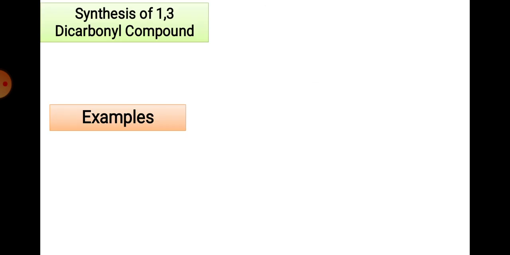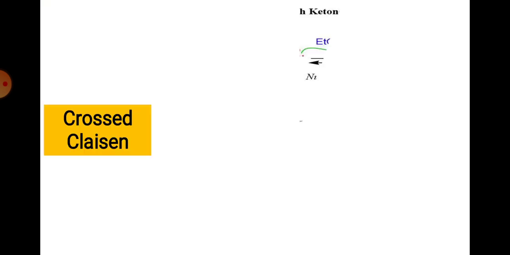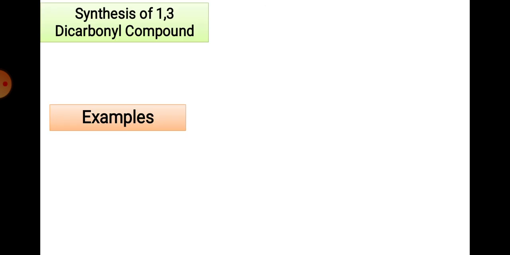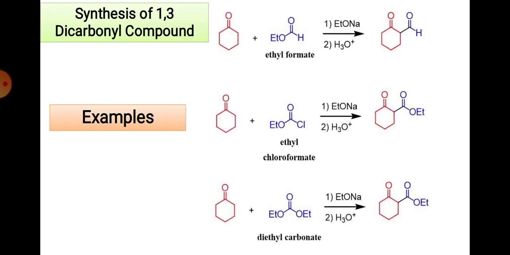Another example is the intermolecular process. Again, the same example: we can take the ester reacted with the base LDA, lithium diisopropylamide, and that will react with this one, undergoing first addition, then elimination, and formation of a beta keto ester. So the Claisen reaction is one of the best examples for the synthesis of diketones, that is, dicarbonyl compounds, 1,3-dicarbonyl compounds like this one.